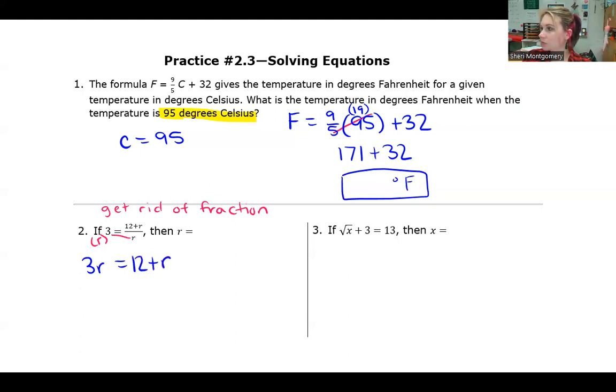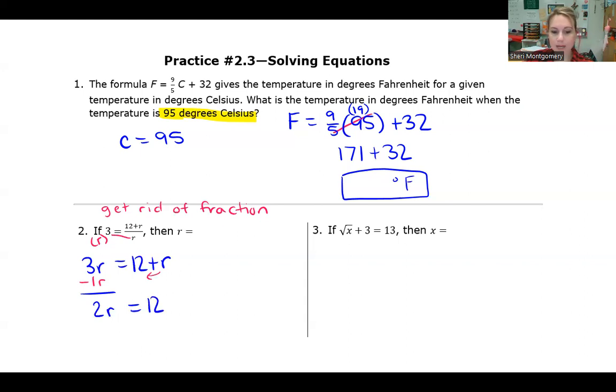Now we have a simple 2-step equation. We need to get the R's together. When we look at it, we have R's on both sides. We have 3 and we have 1. Which one is bigger? 3. So let's move the R over here. It is positive R, so when it comes over here, it's going to be negative R, and I'm going to put a 1. So what's 3 minus 1? 2R is equal to 12.